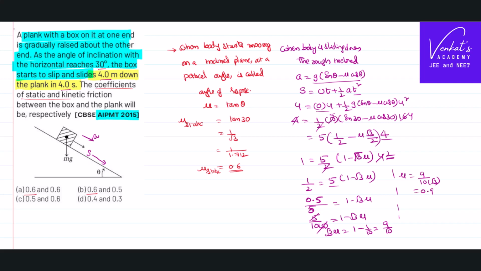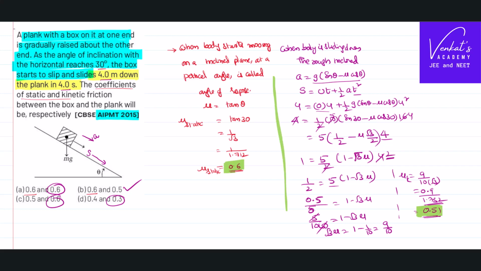9 by 10 is 0.9, root 3 is 1.732. If it were 1.8, it would have been half. It is less than 1.8, so it is a little more than half. So it's obvious that it is something like 0.51, but you don't have a little more than half, only 0.5 is available. So kinetic friction cannot be 0.6. These are all wrong answers. This is the right answer: the static friction is 0.6 and the kinetic friction is 0.5.